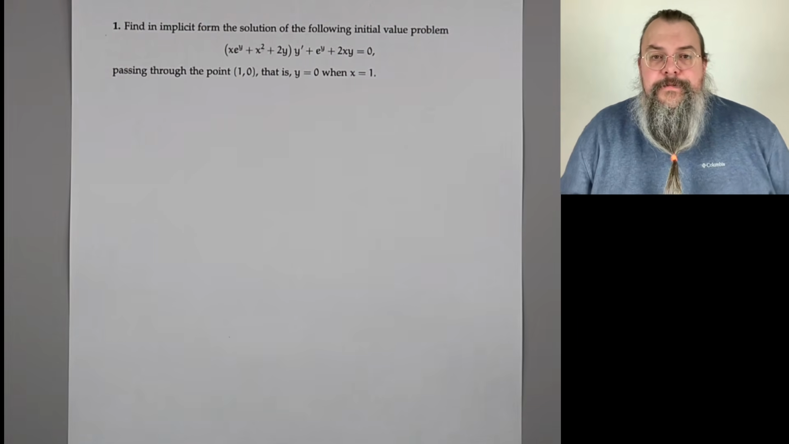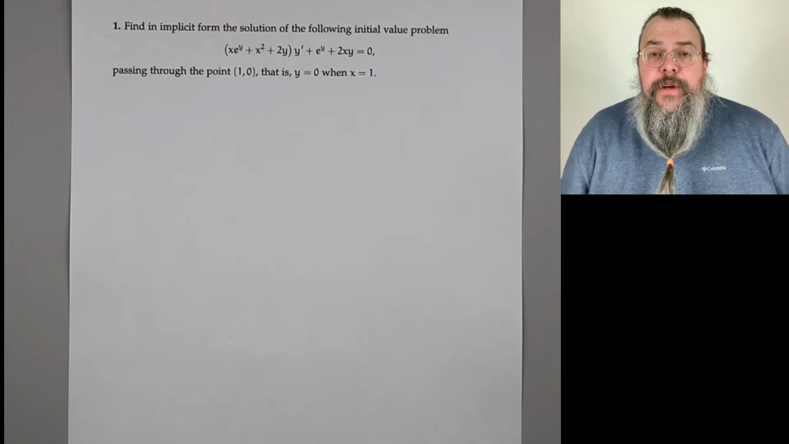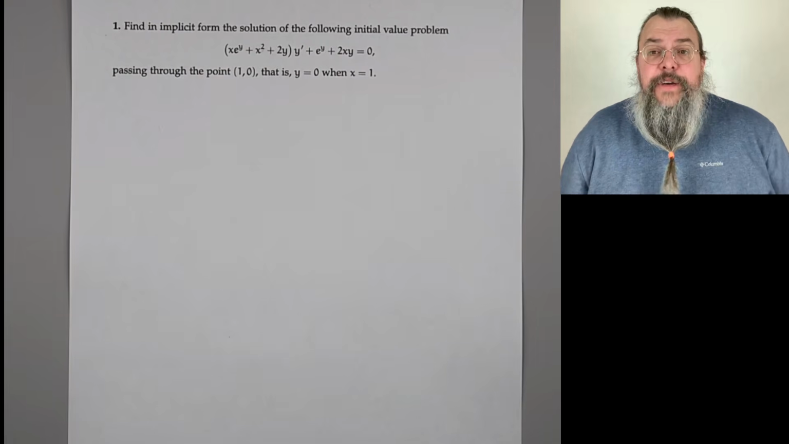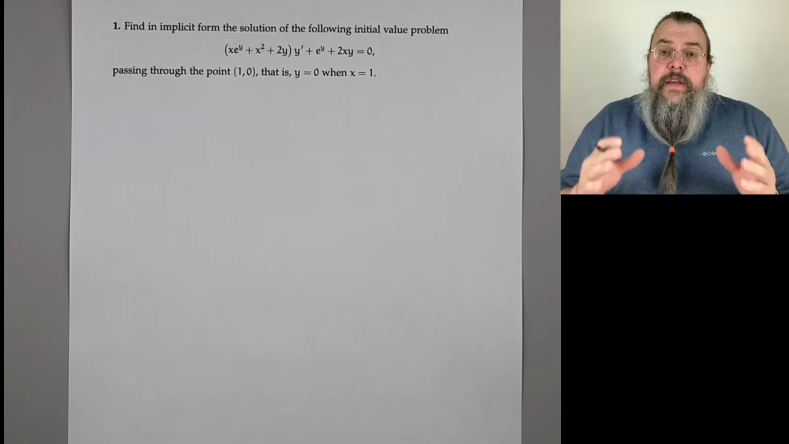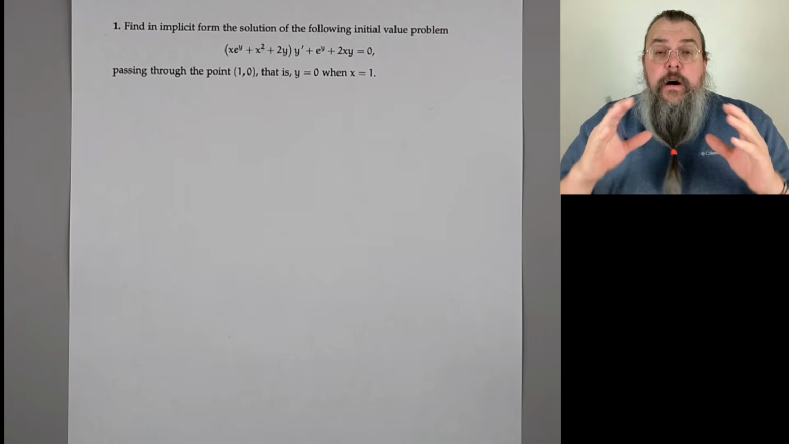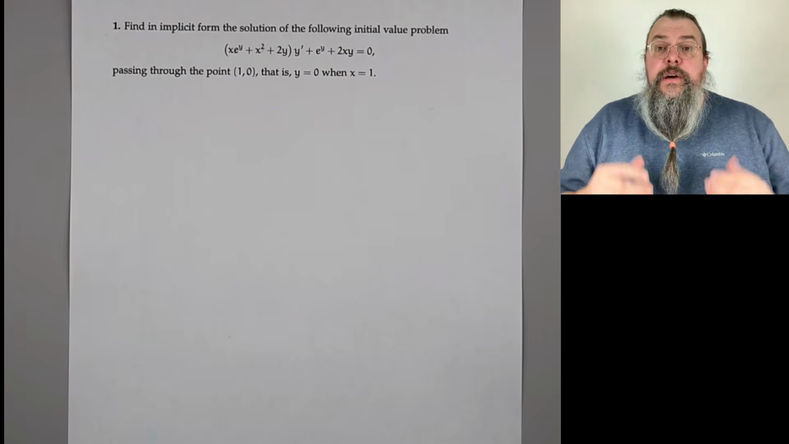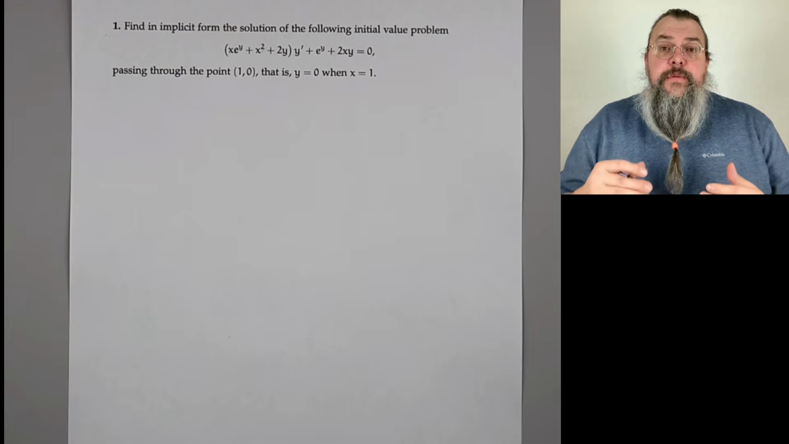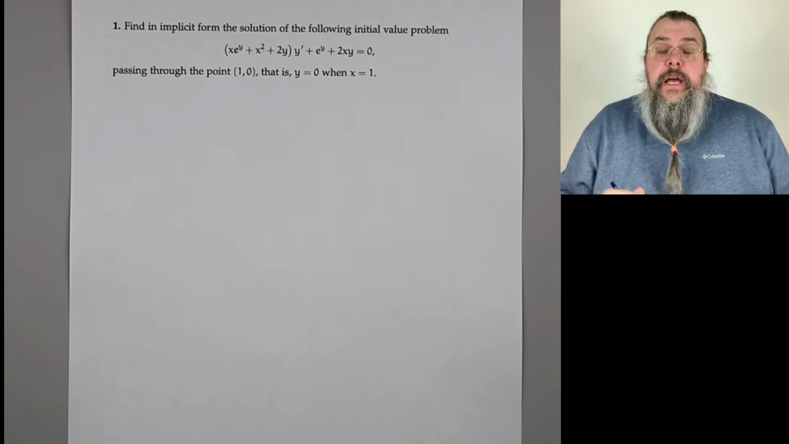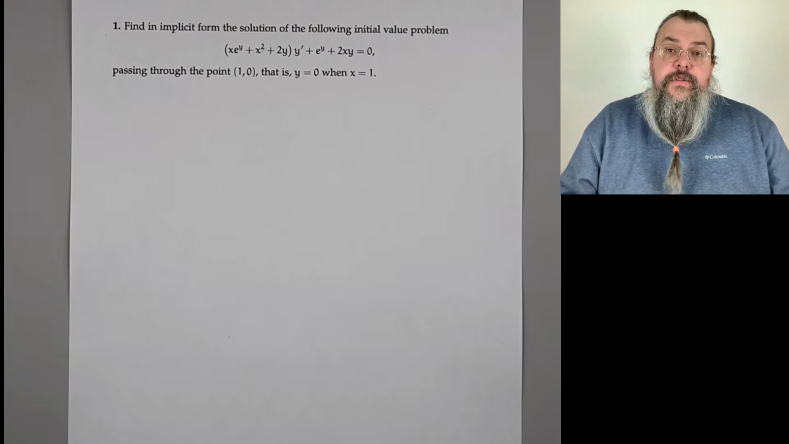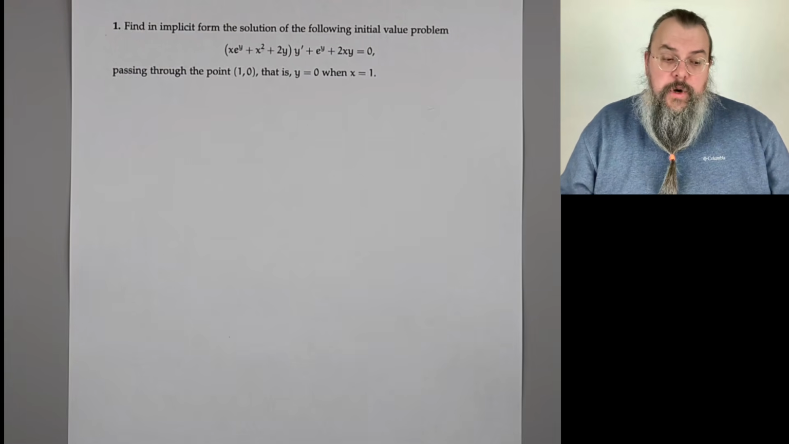Number 1, find in implicit form the solution of the following initial value problem. And then we have (x e^y + x^2 + 2y) y' + e^y + 2xy = 0. And this has to pass through the point (1, 0), that is y = 0 when x = 1.